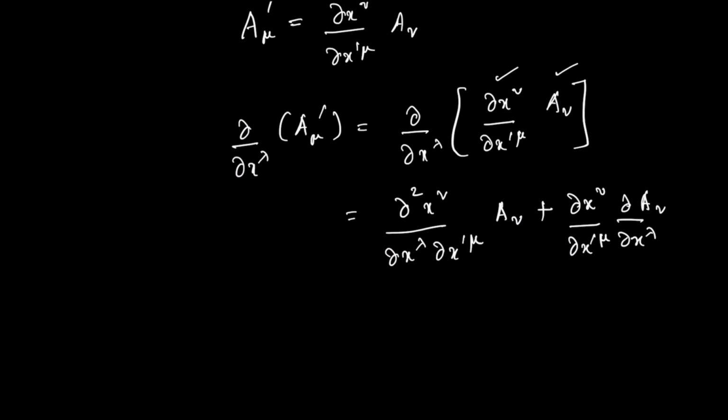If you see the second term, then it looks like the transformation of a tensor. But this first term contains a second derivative, and therefore it will spoil the effect of that transformation. Thus the first term on the RHS actually spoils the tensor nature. Therefore, the partial derivative of a vector is not a tensor.